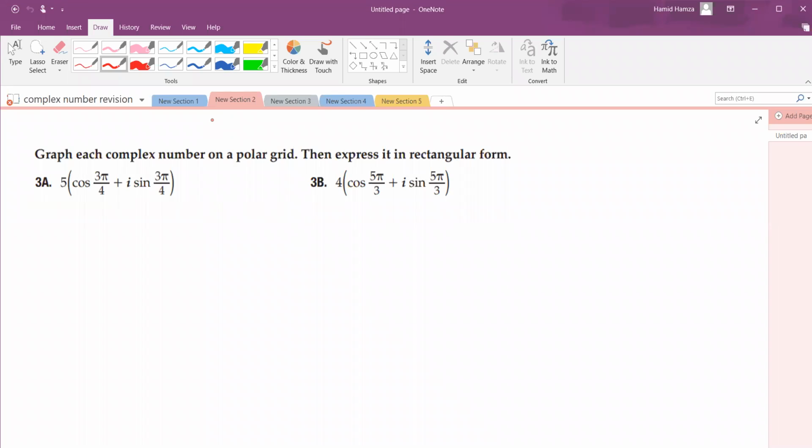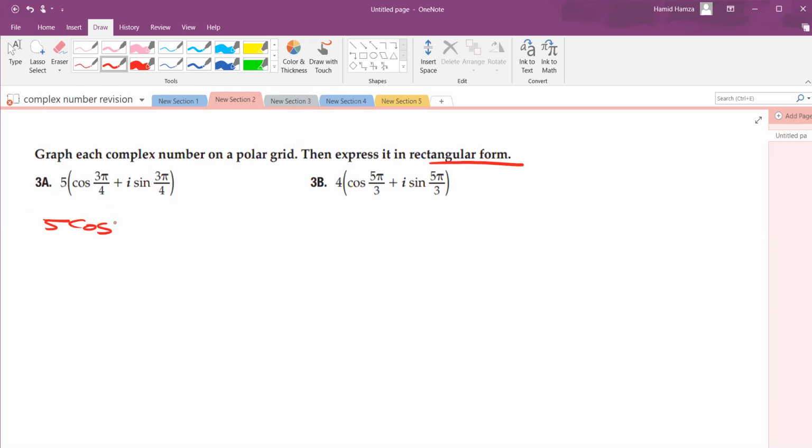Now we wanted to write the complex number back in rectangular form. So this number is written in complex polar form, and we want to write it back in regular rectangular form. It's very easy. Just multiply them, guys. So multiply 5 by cosine 3 pi over 4, and 5 multiplied by sine 3 pi over 4.